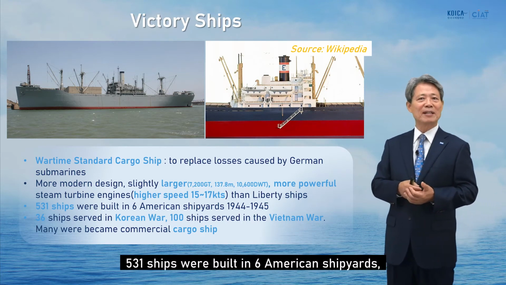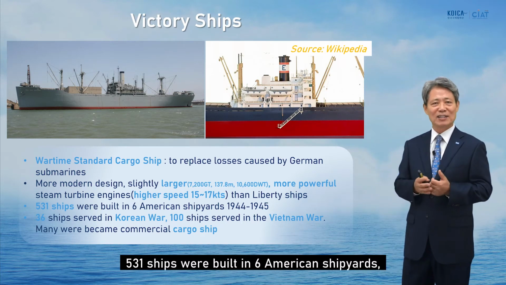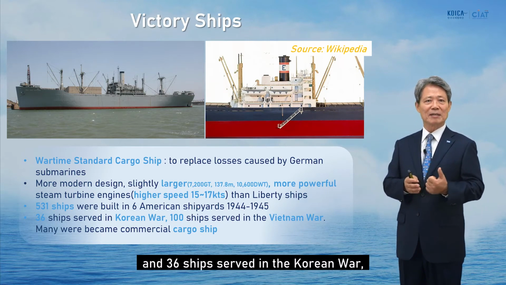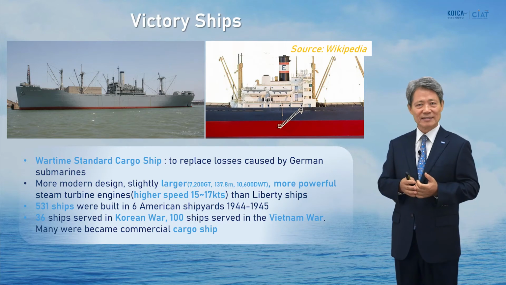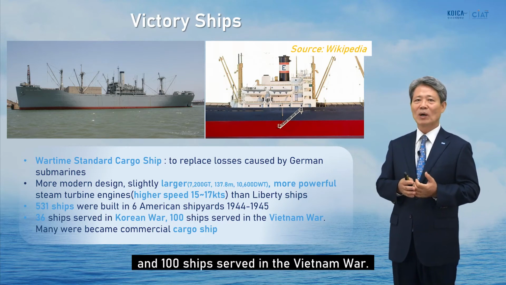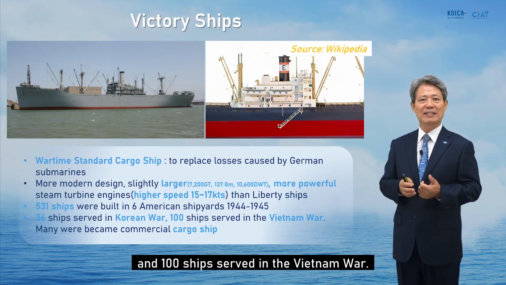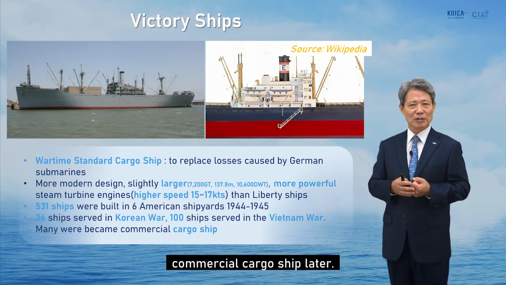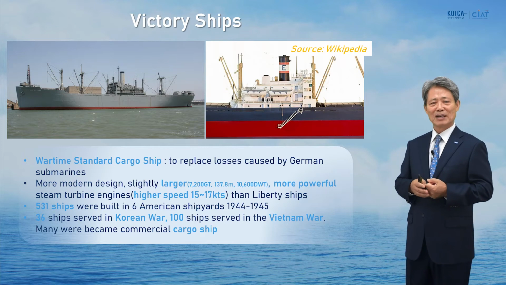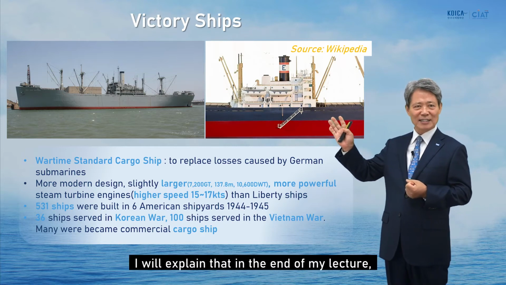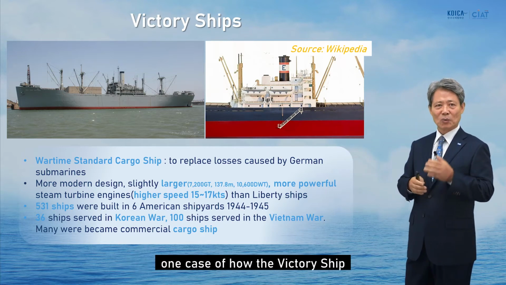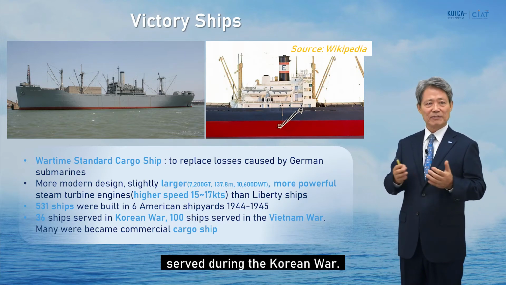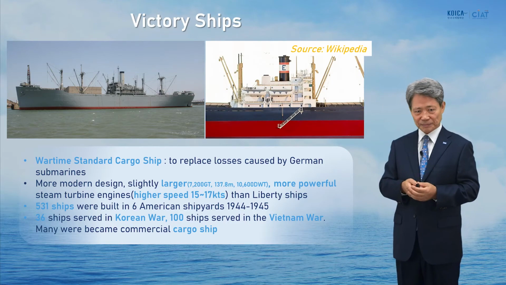531 ships were built in 6 American shipyards, and 36 ships served in the Korean War. 100 ships served in the Vietnam War. Many would become commercial cargo ships later. I will explain at the end of my lecture one case of a Victory ship that served during the Korean War.